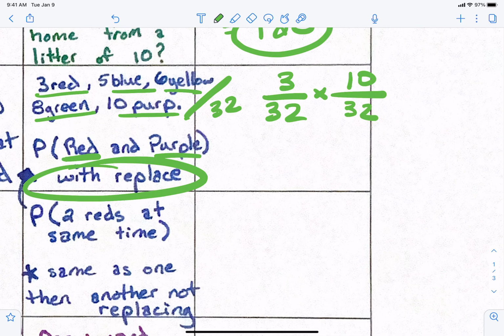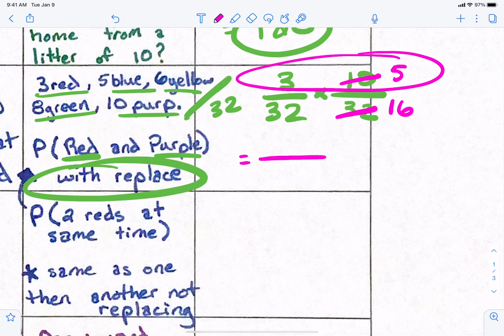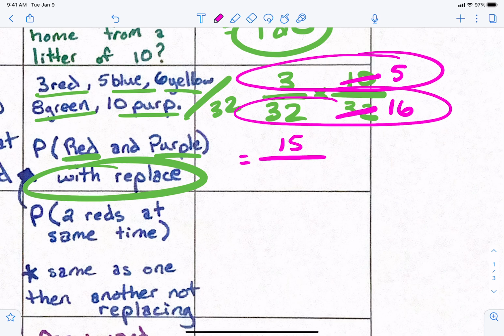Then reduce if you can. 3 over 32 will not reduce. 10 over 32 will, though. If I divide both by 2, this is 5 over 16. Anything else reduce? I don't think so. Then you multiply across the top. 3 times 5 is 15. What's 32 times 16? 512. So 15 over 512. Take 15 divided by 512 and give me a decimal. 0 point something.